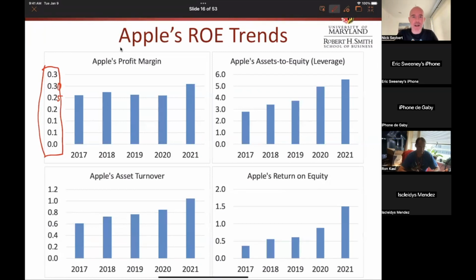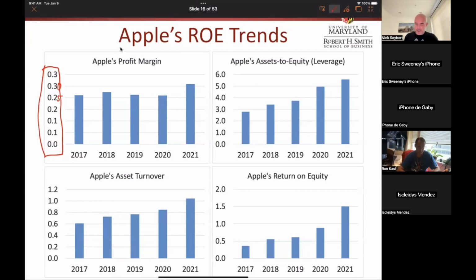We could go look at why, right? That's the kind of thing that these analyses lead you to, like, gosh, what was their product mix? Did they raise prices on iPhones? Did they sell more expensive MacBooks? Why did their profit margin go up? But they've been still pretty tight, 25 to 30% over the last few years.